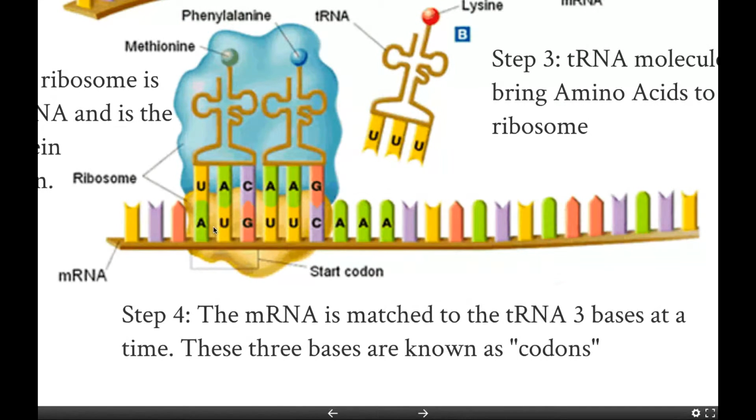Sentences that only have 3 letters. Our DNA is consistently and constantly read 3 letters at a time. We call every 3 letters a codon. So a codon is like a DNA word, 3 letters long.